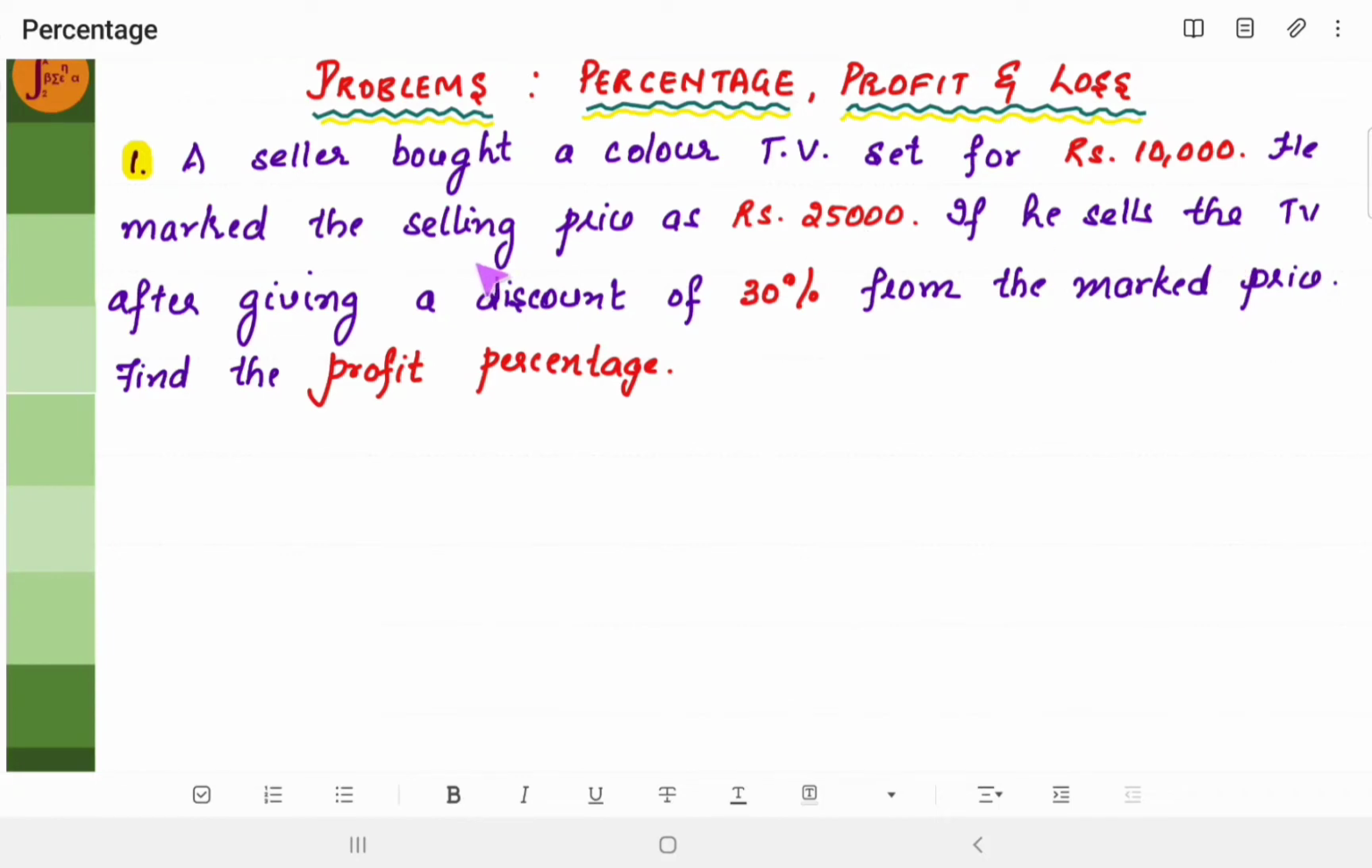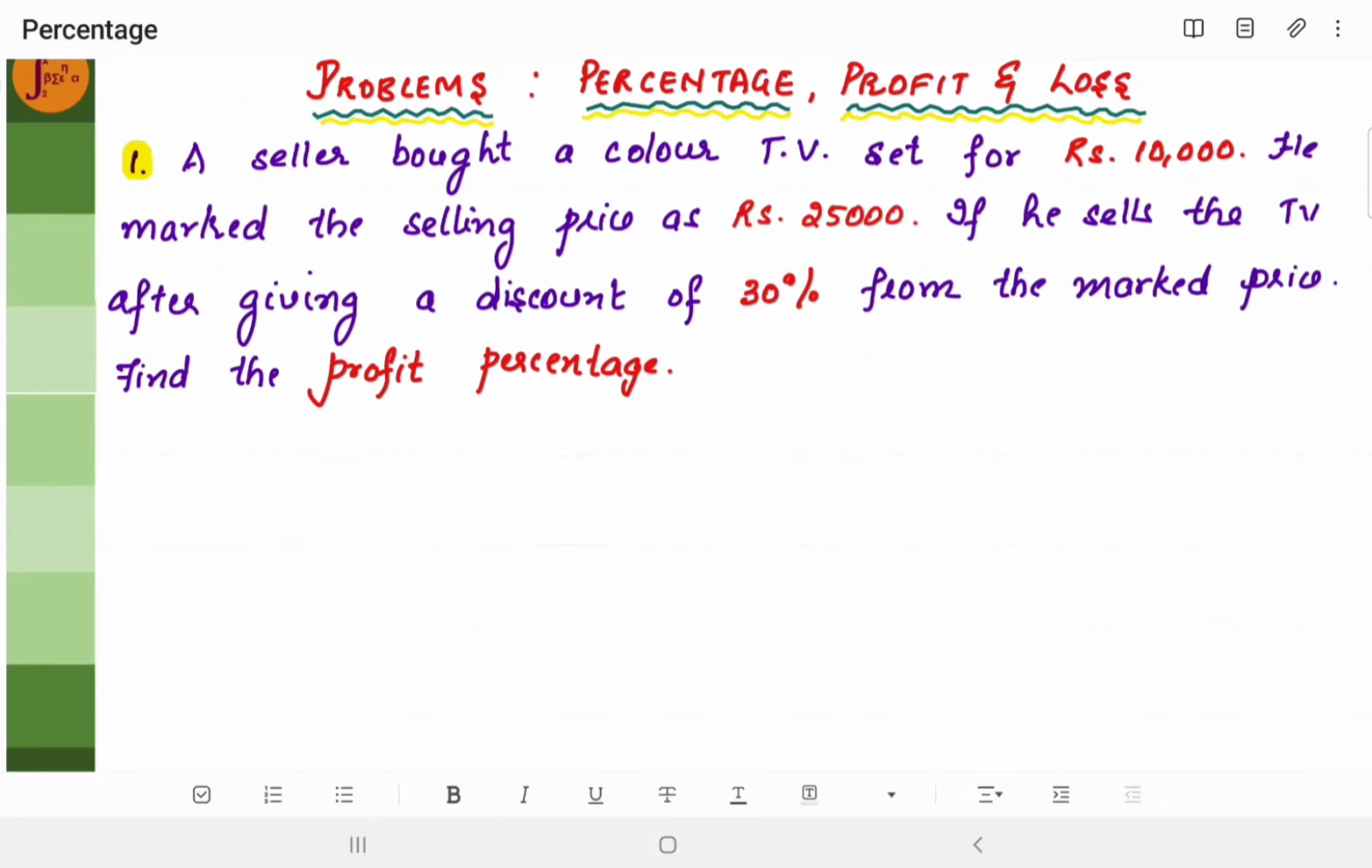But then, though he has put the selling price as 25,000 rupees, he sells the TV at a discount of 30%. That is, when there is a customer, he gives 30% discount on this particular labeled price called the marked price. The marked price is the price tag that he has put on the color TV, 25,000. Now, we need to find the profit percentage.